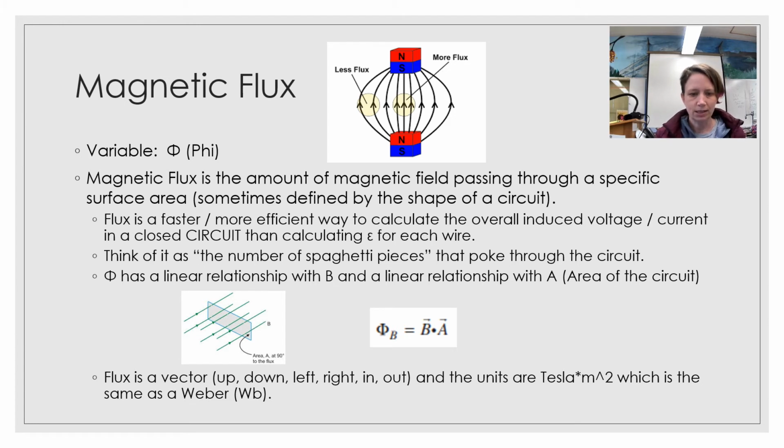One note about flux, it is a vector, which means that you need to calculate the magnitude of the flux, and you need to calculate the direction of the flux. When you use that equation, the units you're going to get are Tesla meter squared, because B is in Tesla and A is in meter squared, and that is simplified to be a new unit called a Weber, or Wb.